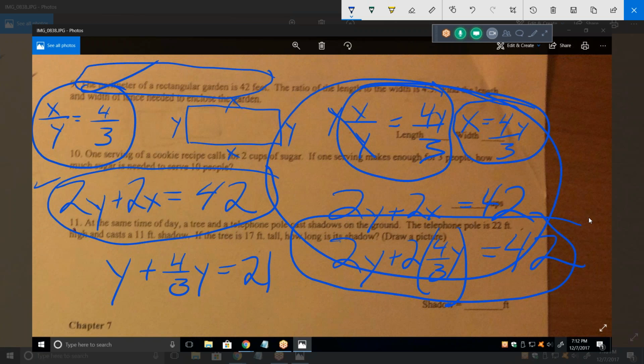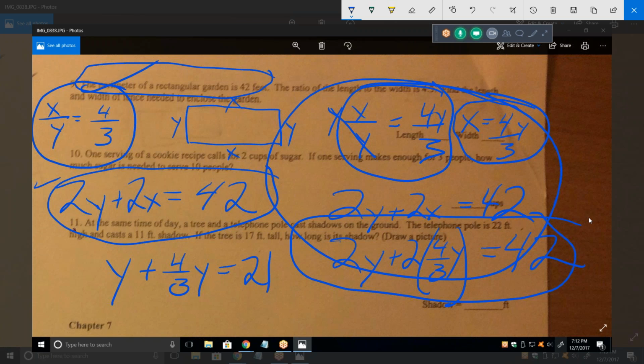You with me? Make sure you follow every step I'm doing here. Okay, now combine the y's. What do you get? What's y plus 4/3 y? No, you're adding. I got one apple, that's the y, and I got 4/3 of an apple. If I combine one apple with 4/3 of an apple, how many apples do I have?